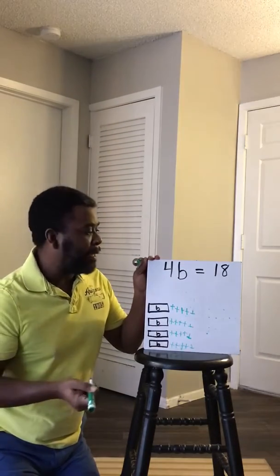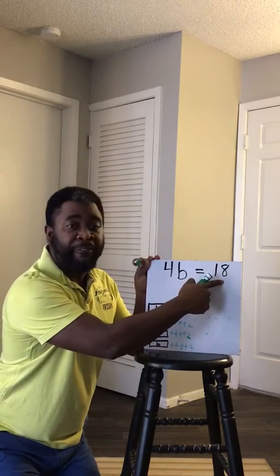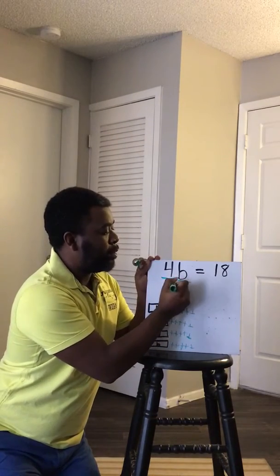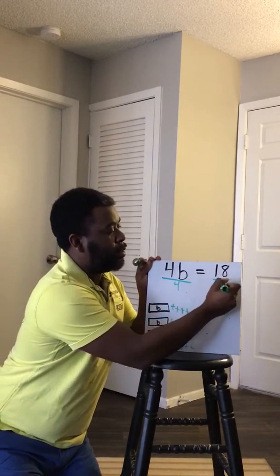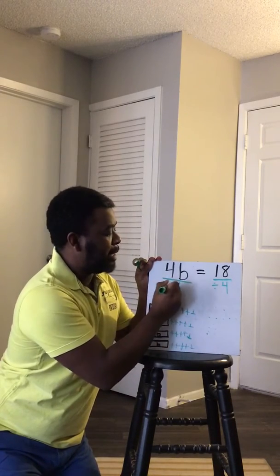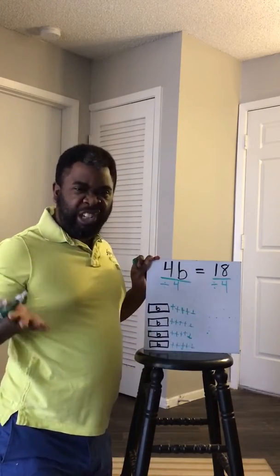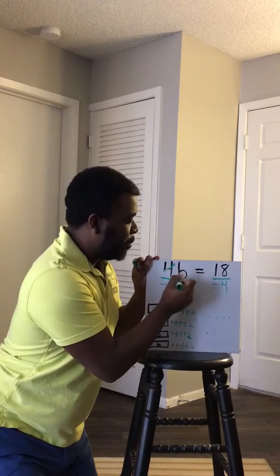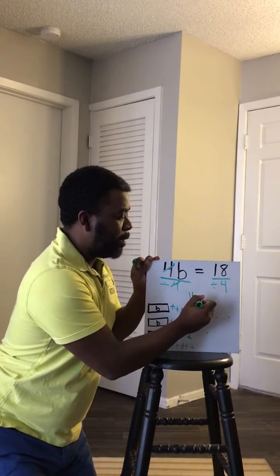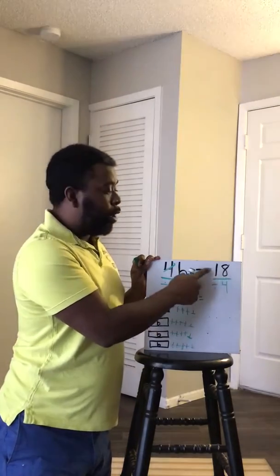Let's see it mathematically. If I were to divide both sides by 4, or what's attached to my variable, I'm going to divide, because that's the inverse of multiplication. 4 divided by 4 is just 1, so that leaves me with 1b, and that'll equal, well, how many times does 4 go into 18?